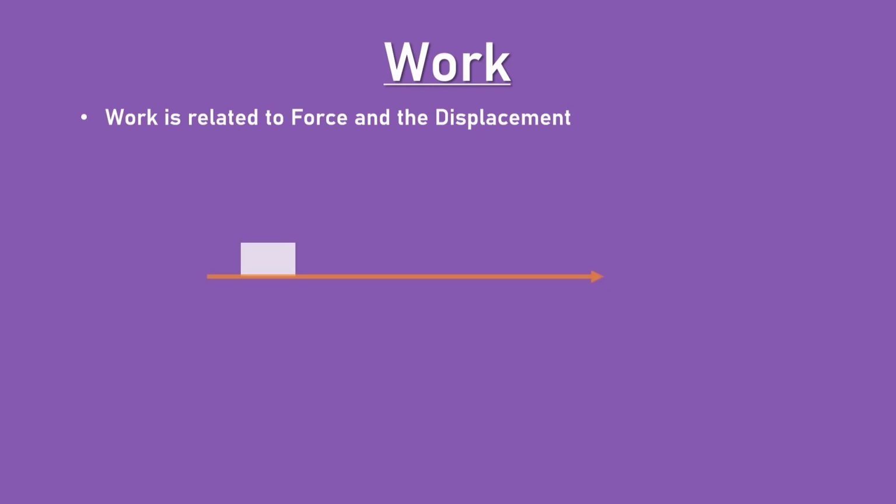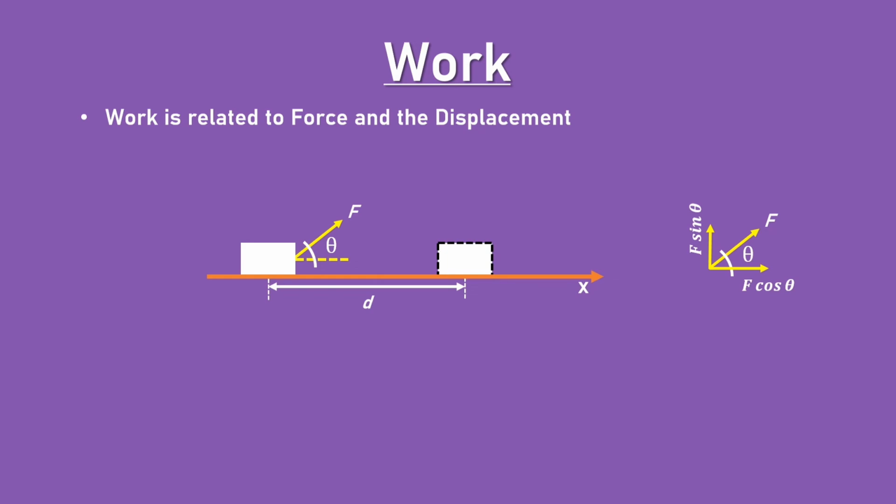Now let's explore more about work. We know that work is related to force and displacement. Let's consider a box which is kept on a floor, and let's apply some force F at an angle theta with the horizontal. After applying this force, the box is displaced in the direction of force, and the displacement is taken as d. Since the force is acting at an angle, it is divided into a horizontal component and a vertical component. The horizontal component is F cos theta and the vertical component is F sin theta.